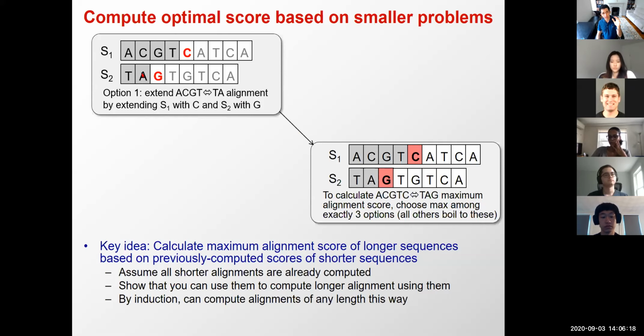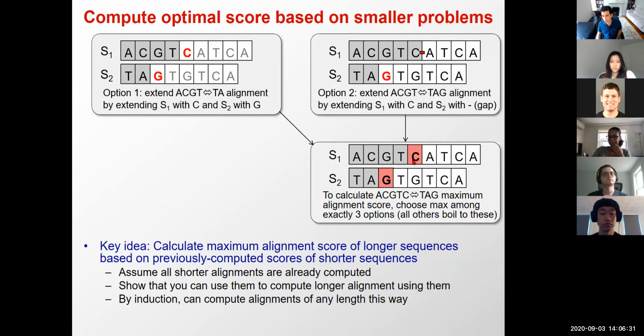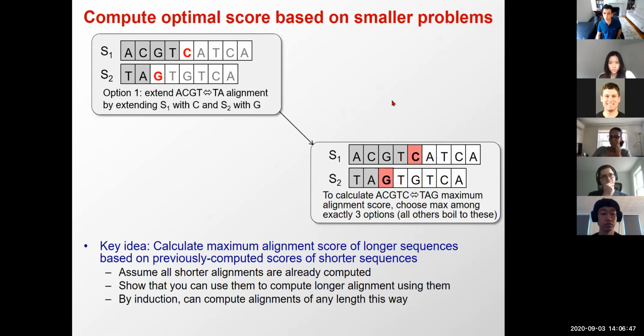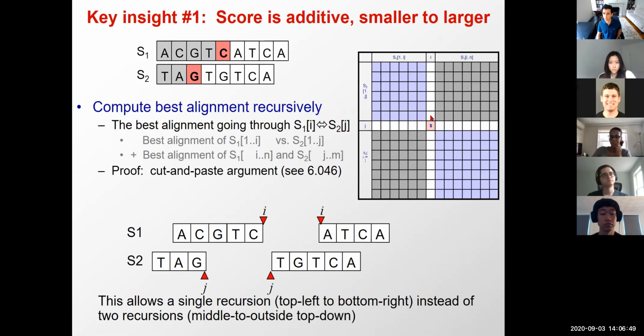So if I have already computed this score, I can just extend it by 1 character each time and pay whatever penalty I have to pay to align C with G. Probably just a mismatch score of aligning C to G. An alternative is that I could instead reuse the score of ACGTC aligned to TA with 1 more character here. And where do I have that score? I have it right above on my matrix. I have it right here.